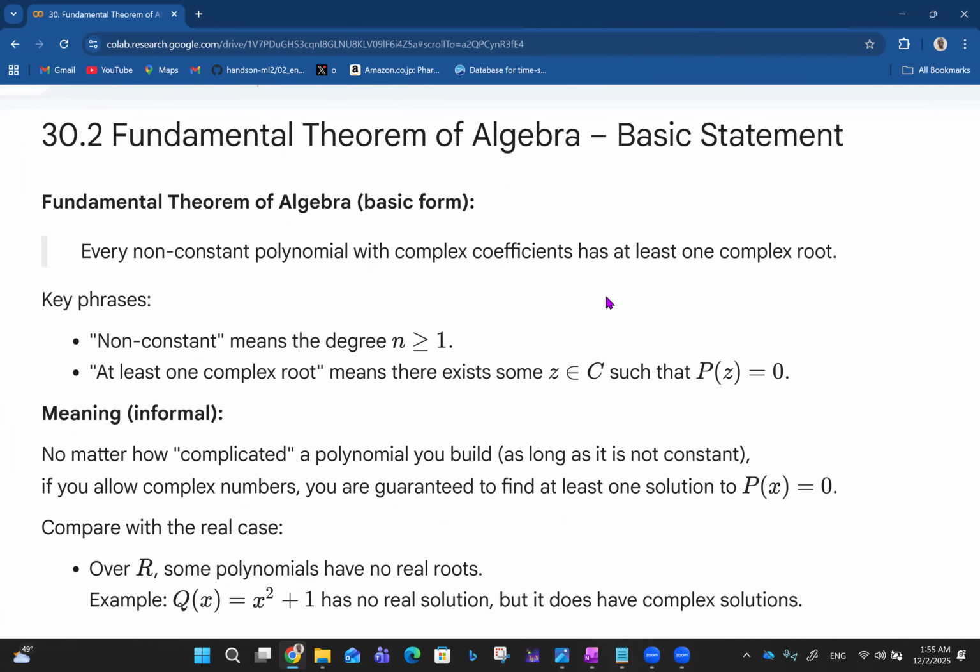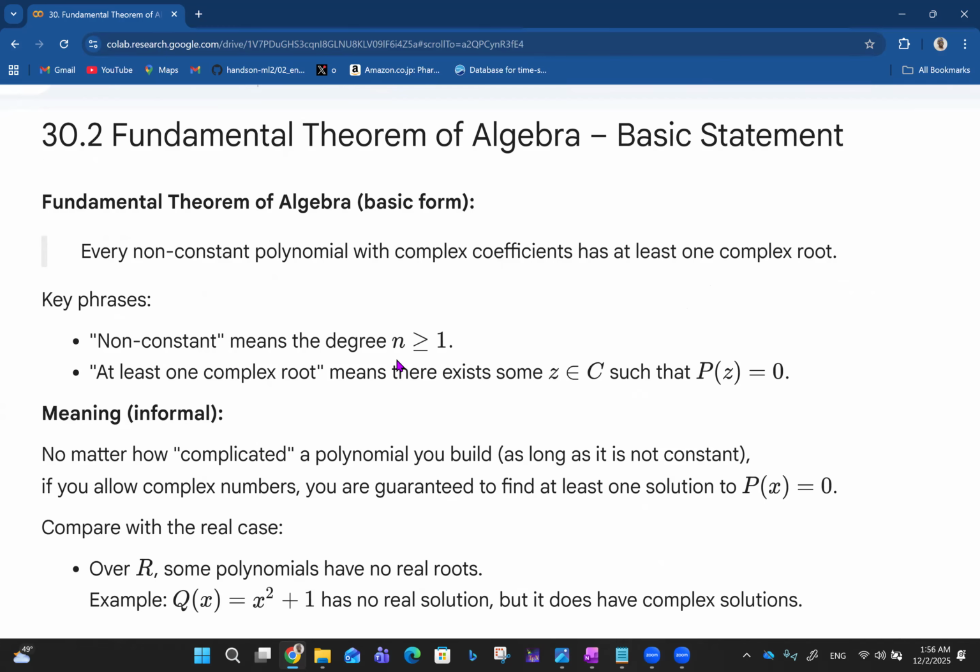So if you have a linear polynomial, it has at least one complex root. You might tell me that for 3x plus 5 equals 0, the answer is x equals minus 5 over 3. That is a complex root. Technically, it is real, but real is a subset of complex. That's the idea we're talking about here. So when we say complex root, we are accommodating both real and complex. We accommodate everything. The key phrase here is non-constant, meaning that the degree n should be greater than or equal to 1. Very important.